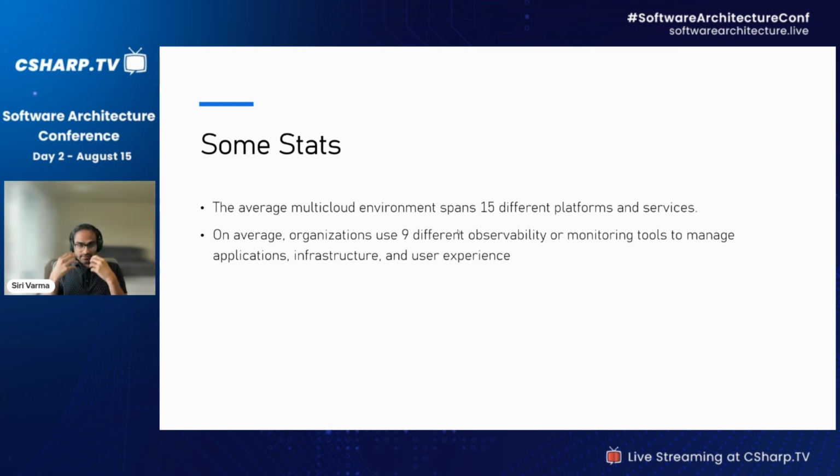So if we just think about this, we have just listed down at least 13 or 14 different services. Next, a company uses at least 9 different observability or monitoring tools to manage their application infrastructure and user experience. By looking at the stats itself, we can quickly understand how complex it becomes as the number of moving parts grow.